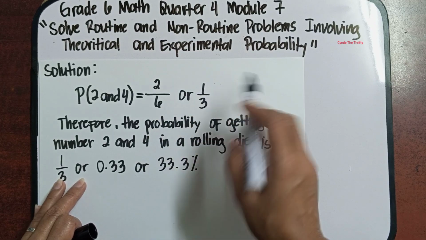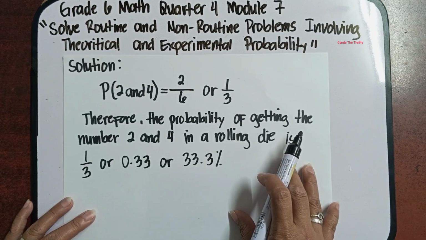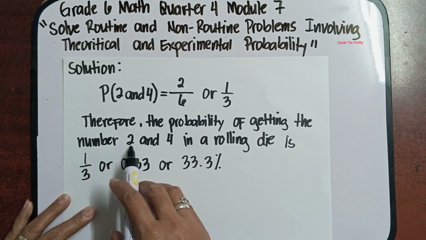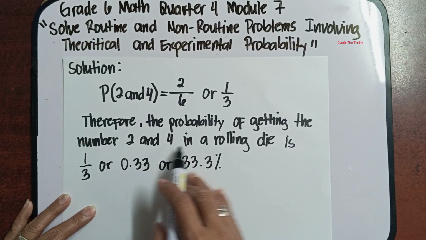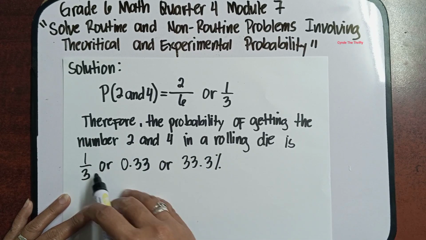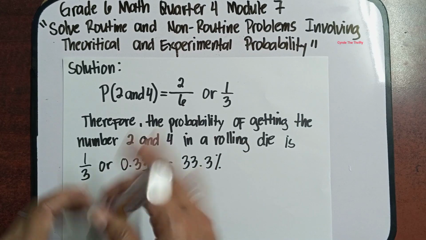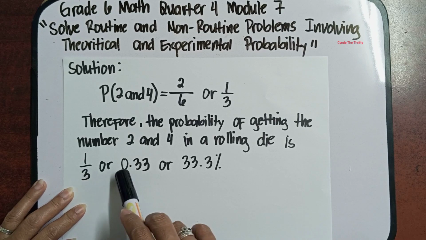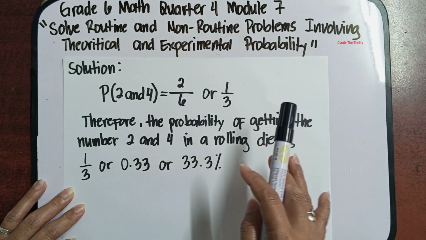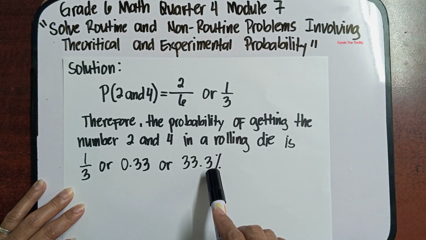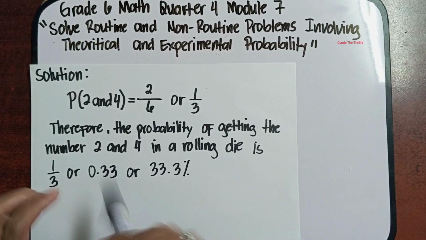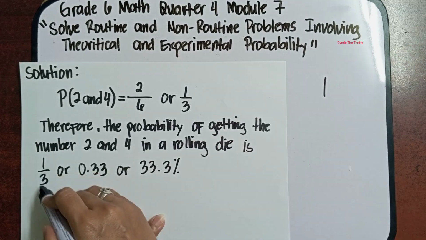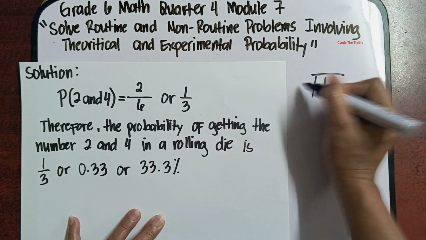So, ang kumpletong sagot natin is, therefore, the probability of getting the number 2 and 4 in a rolling die is 1/3. Gaya ng sabi natin kanina na ang probability pwede nating i-express into fraction, decimal, or percent. So 1/3 or 0.33 or 33.3%. So bakit siya naging 0.33? Kasi kapag i-divide natin ang 1/3, si 1 i-divide natin kay 3. So 1 divided by 3.